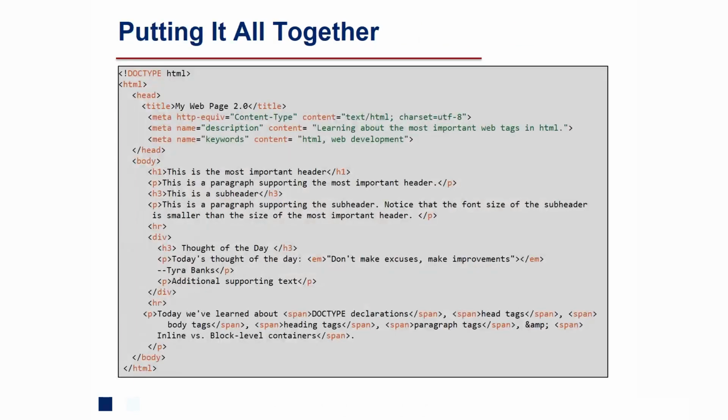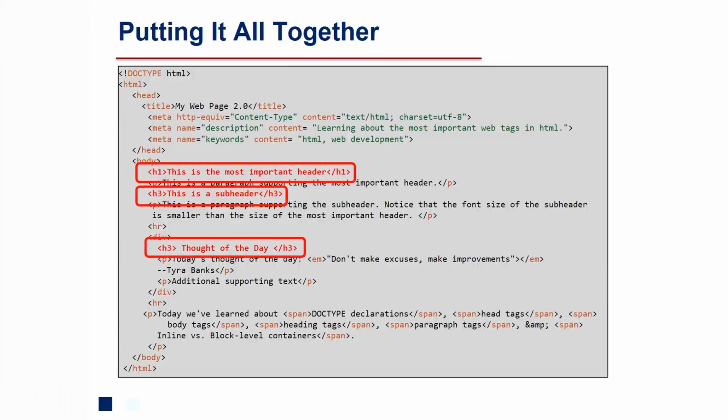Last, here's a big HTML page with all of the things we've seen in this particular lesson. We start with the doctype element, which says what version of HTML we're using. We have the HTML element, which is the root of our structure. Within the HTML element, there's the head, which includes the title and, in this case, some meta information. The HTML element, in addition to containing the head element, contains the body element.